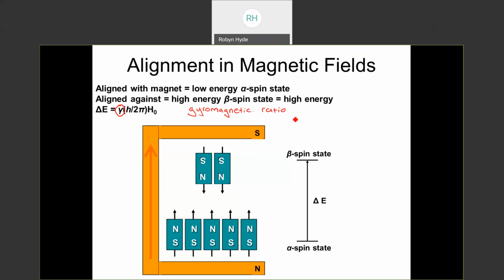This is another key principle of NMR. So we have these two different spin states. There's an exact energy difference between the two different spin states. We have an equation that defines it, and it depends on the gyromagnetic ratio of each of the individual atoms. It also depends upon the strength of the magnet, but we're going to focus on the gyromagnetic ratio.